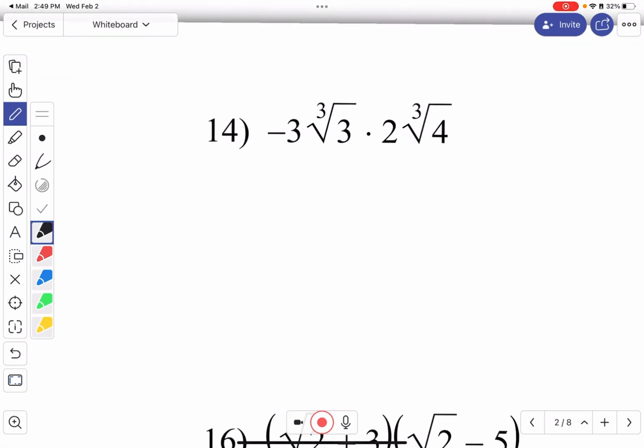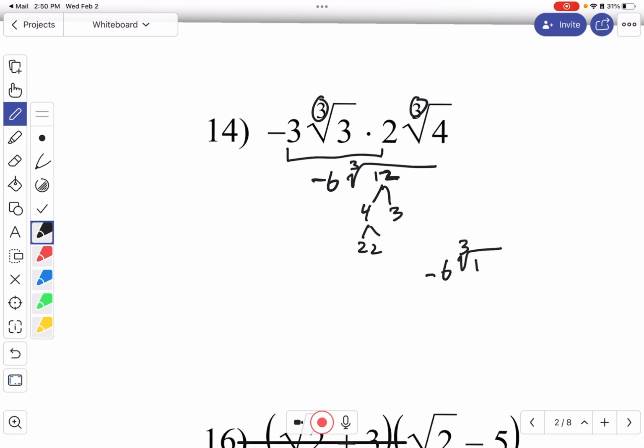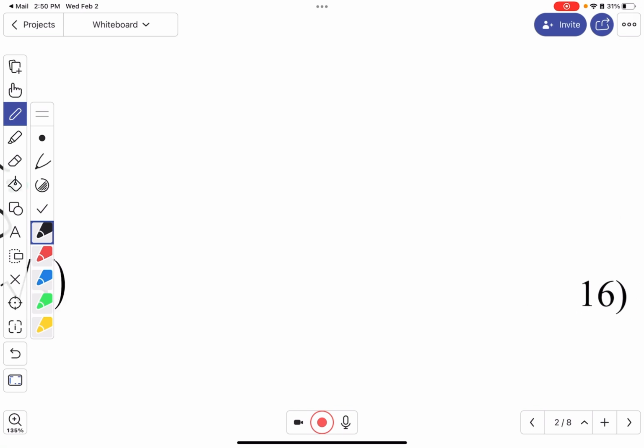Question number 14. Again, multiplying. It's going to take negative 3 times 2. It's negative 6. Indexes are both 3, so we're good to go. Cubed root of 12. 3 times 3. So that's 4 times 3. 2 times 2. We're looking for groupings of 3. There aren't any. So our final solution is negative 6 times the cubed root of 12.